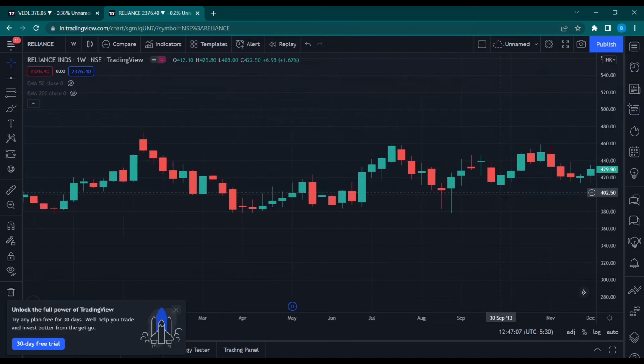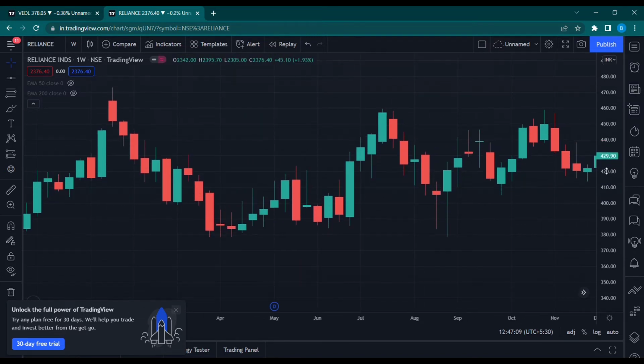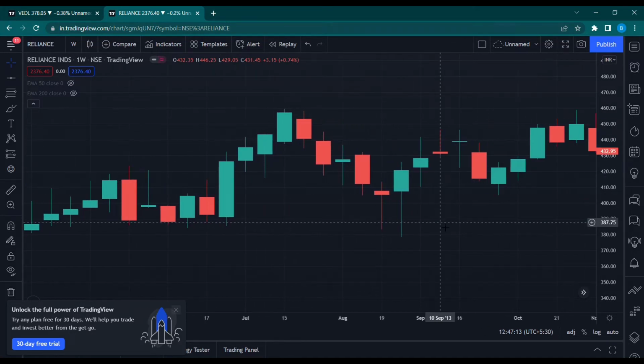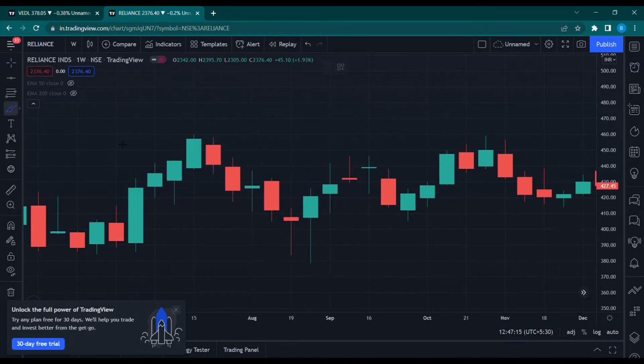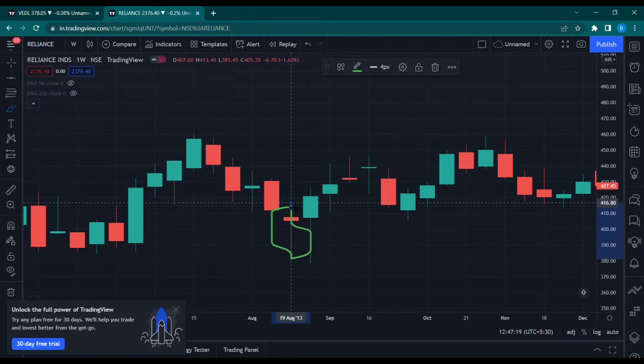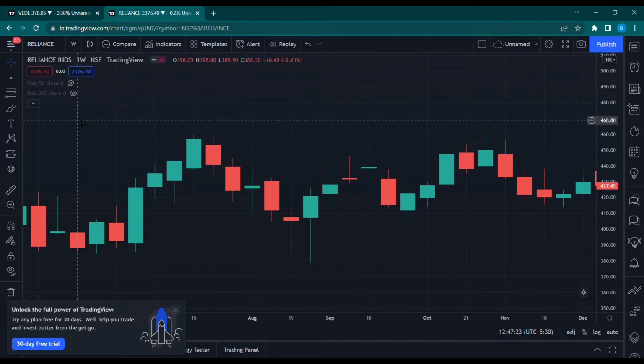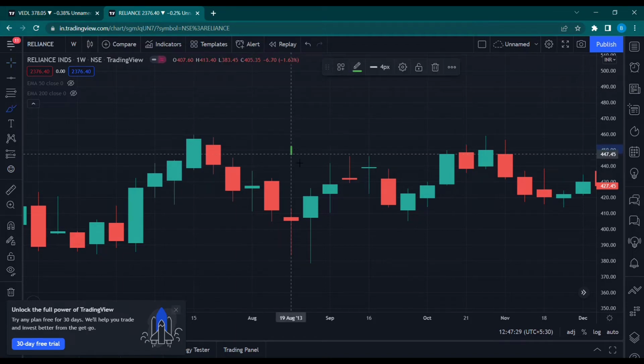So let's understand one thing here. Let's talk about this candle. So what does it mean? Although it is a red candle, what does it tell you about the buyers and sellers? I'm talking about this candle. So I hope you are clear.